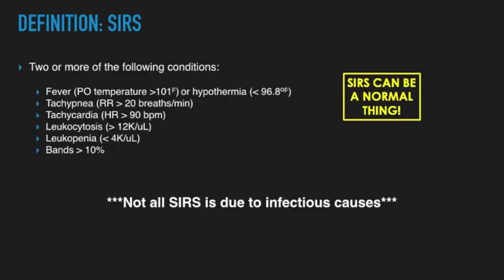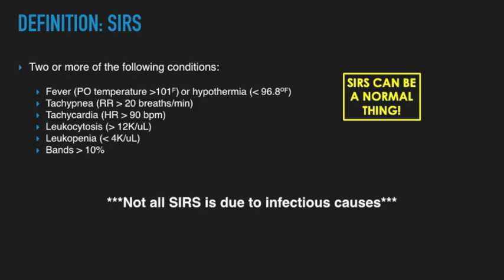Okay, so next we're going to go over some definitions. The first is systemic inflammatory response syndrome. What I really want you to remember about this is that SIRS can be a normal thing. SIRS is a non-specific process that can be caused by ischemia, inflammation, trauma, infection, or several other insults combined. So just remember that SIRS is not always related to an infectious cause.